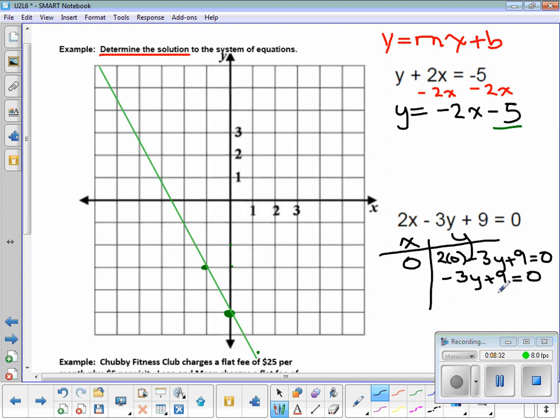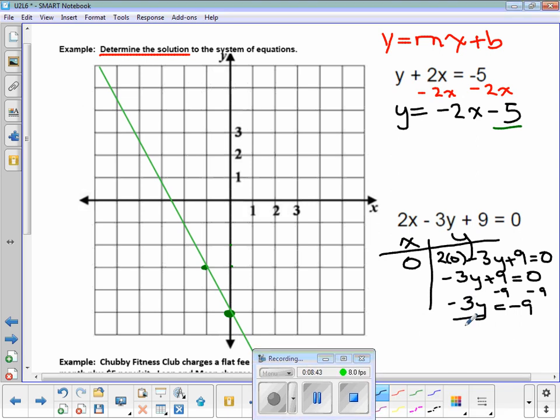I'm going to subtract 9 from both sides, so you can see it's a lot more work. So that's negative 3y equals negative 9. And then what I'm going to do is I'm going to divide both sides by negative 3. When we do that, we end up with y equals negative 9 divided by negative 3 is a positive 3. So when x is 0, y is 3. So that's up here. Okay, so that's the first point for that one.